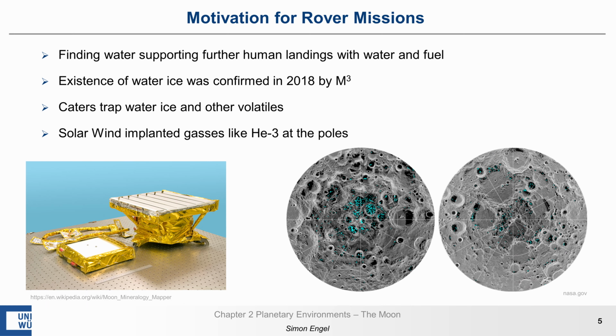As we can observe, we have water ice in the polar regions and also potentially other volatiles that come from cometary impacts or are solar implanted. One example of a solar wind implanted gas is helium-3, which is very rare on Earth, and its occurrence on the moon is thought to be greater than here on Earth. Therefore, the moon would be our closest source for helium-3, which theoretically could be used for clean nuclear fusion in the future.